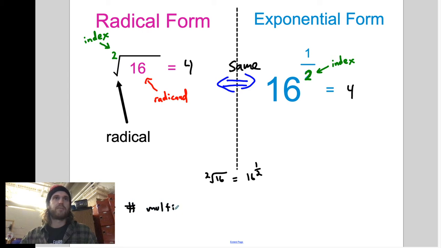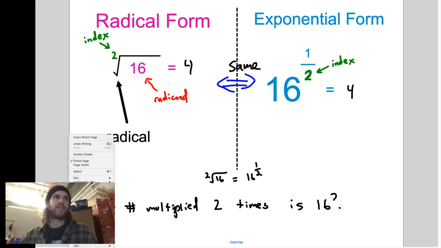what number multiplied two times, I'm going to change the color. Okay, what number multiplied 2 times is 16? That's the question. Now, that's the question that this asks.